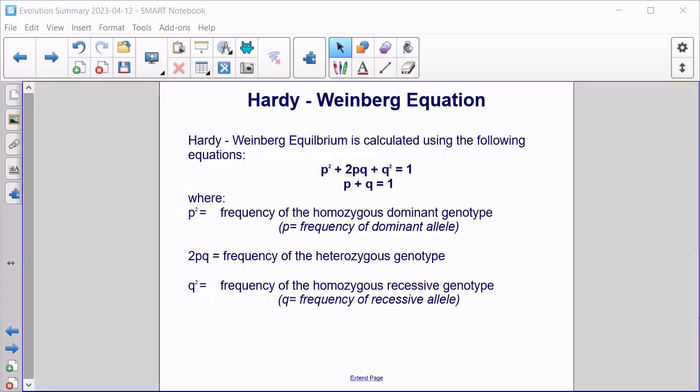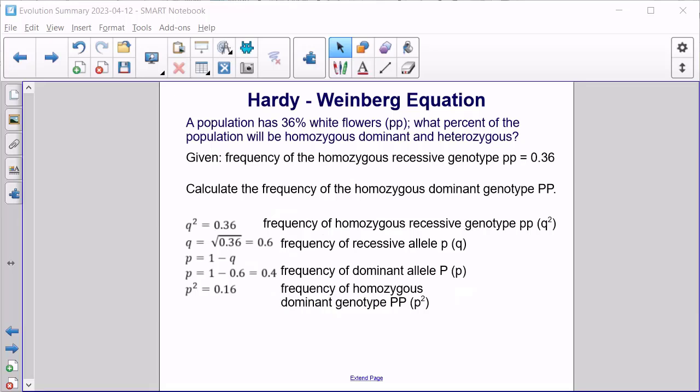Hardy-Weinberg equilibrium is calculated using the following equations: p squared plus 2pq plus q squared equals 1, and p plus q equals 1, where p squared is the frequency of the homozygous dominant genotype, and p is the frequency of the dominant allele. 2pq is the frequency of the heterozygous genotype, and q squared is the frequency of the homozygous recessive genotype, while q is the frequency of the recessive allele.